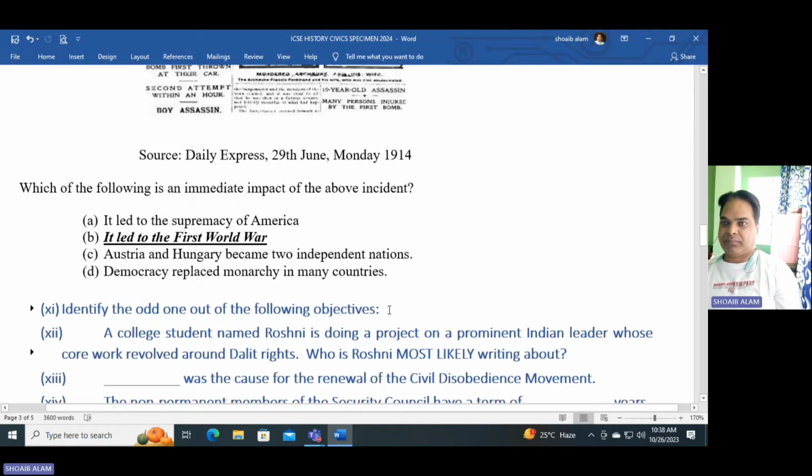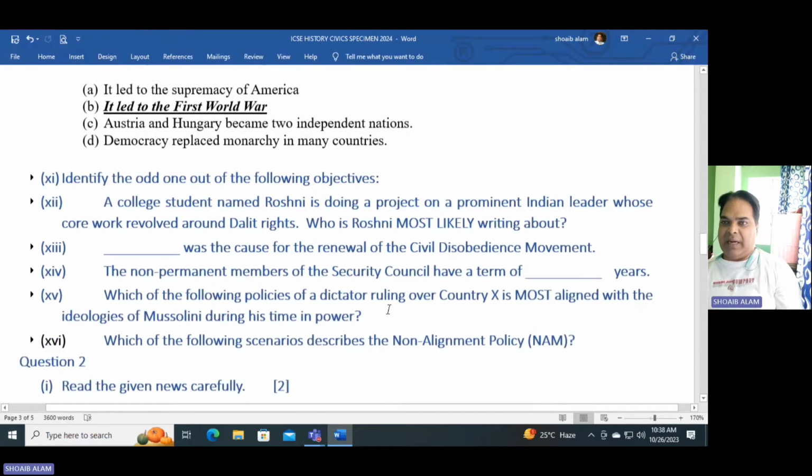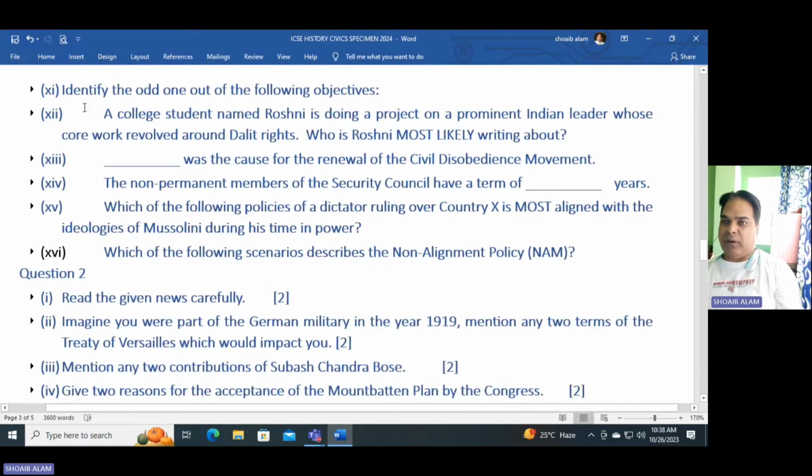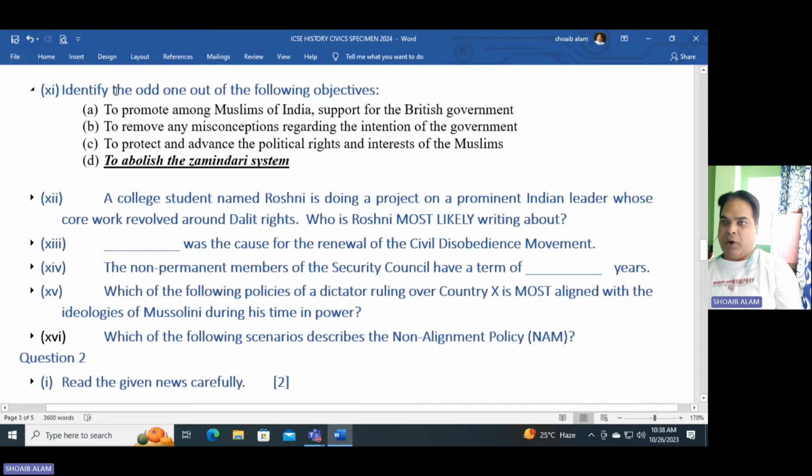The next one: identify the odd one out of the following objectives. Let us see the options. It's all about the Muslim League. To promote among Muslims in India support for the British government, correct. To remove any misconception regarding the intention of the government, correct. To protect and advance the political rights and interests of the Muslims, that is also correct. So option D, to abolish the Zamindari system, is the odd one out here.